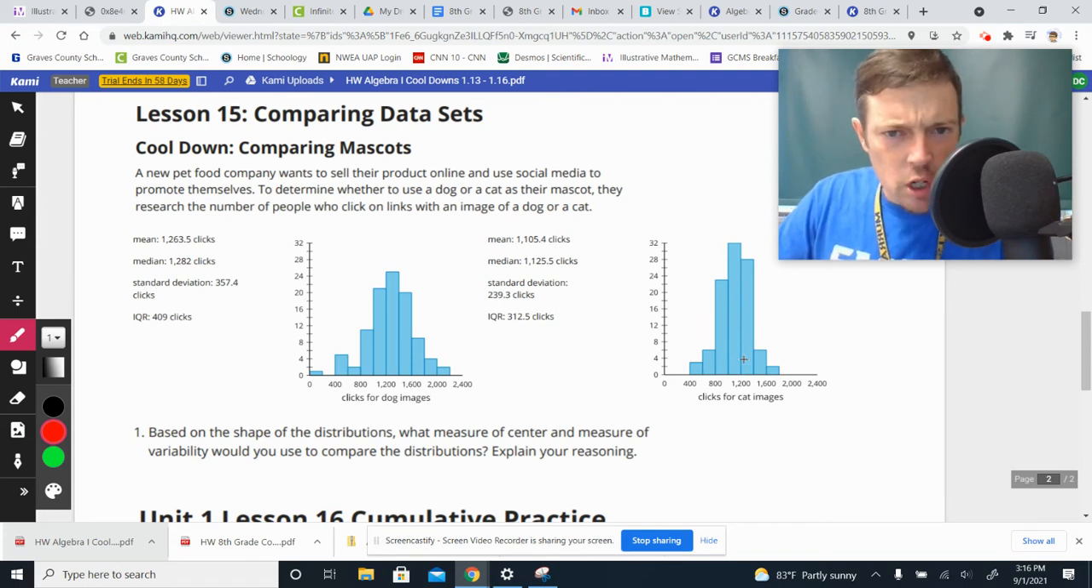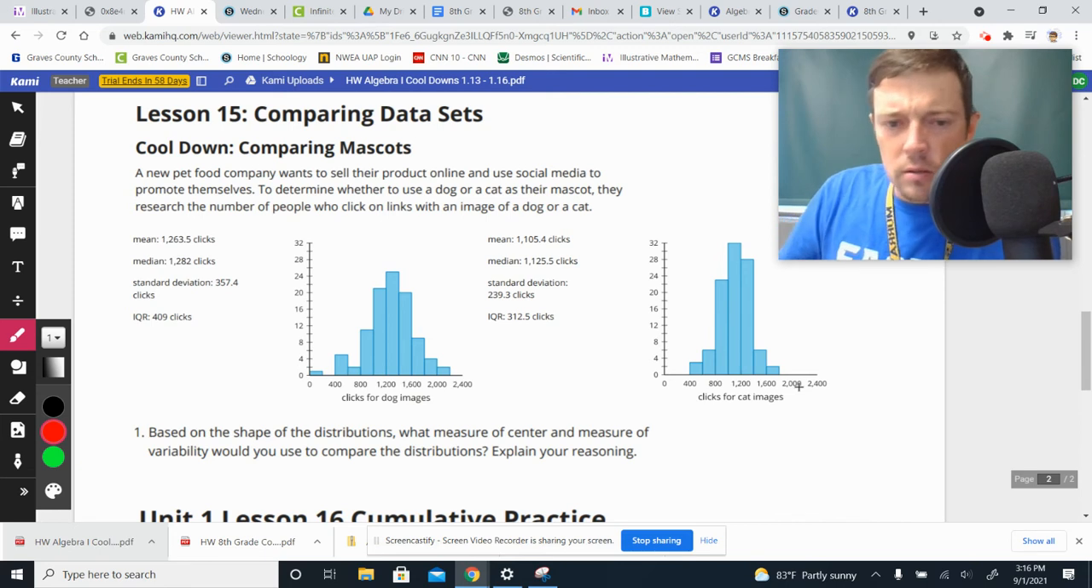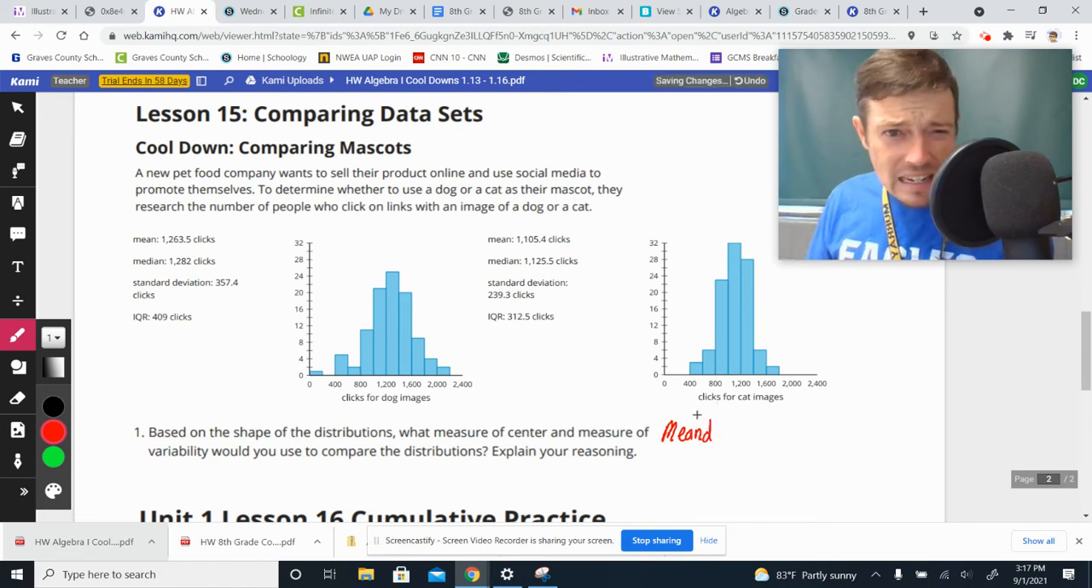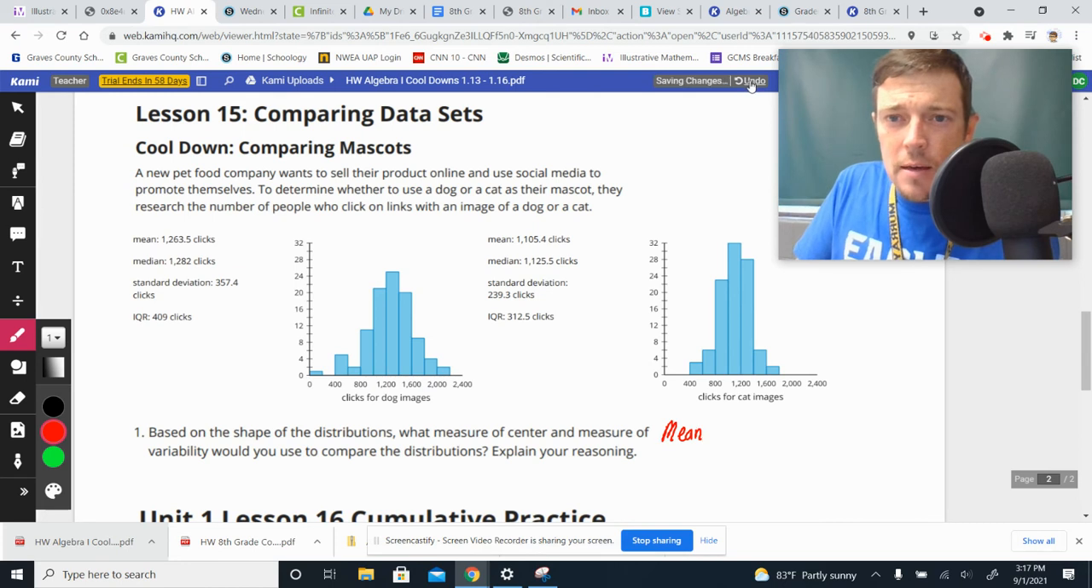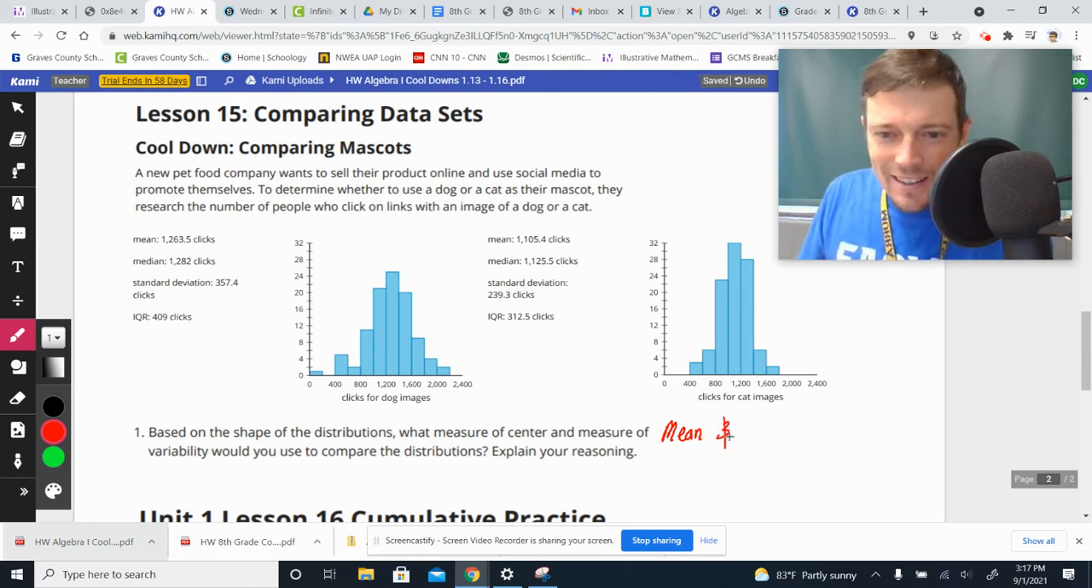But if it is generally symmetrical, then you can go with what measures symmetry well, which in this case, I would go with the mean and the standard deviation. I would pick those two because it seems to be mostly symmetrical.